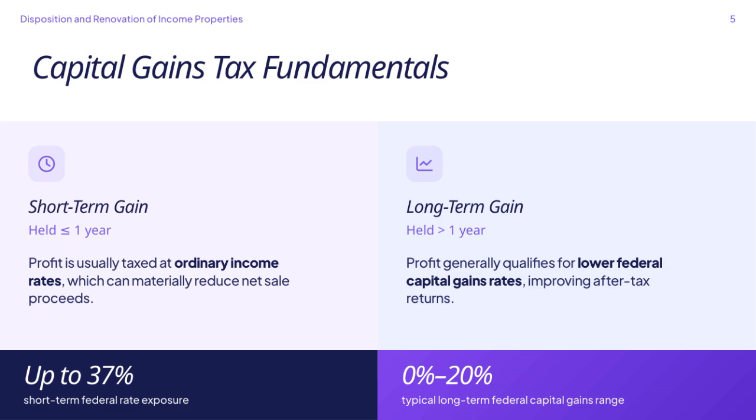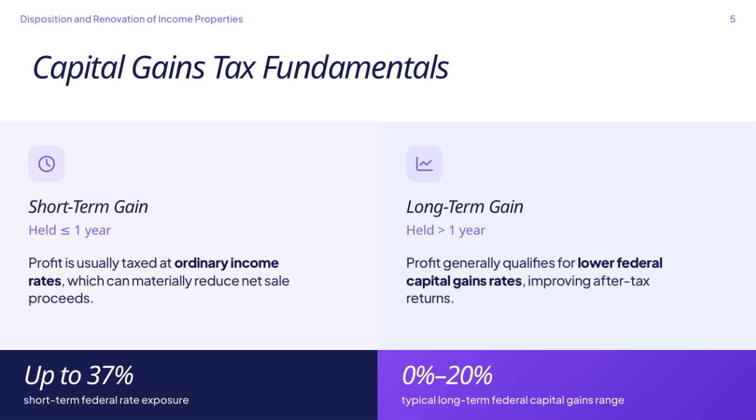On the other hand, if you hold the property for more than 1 year, your profit is classified as a long-term gain. This is advantageous because long-term capital gains generally qualify for lower federal tax rates, which typically range between 0% and 20%.